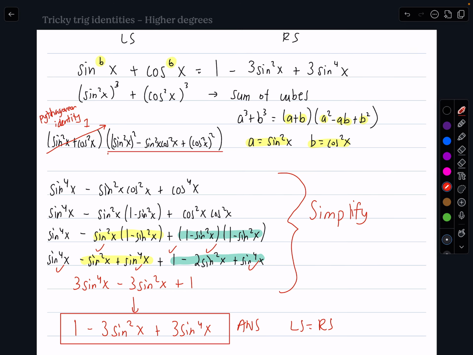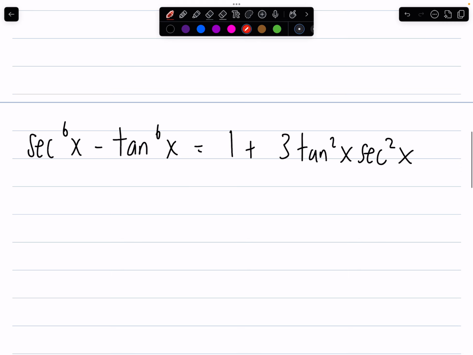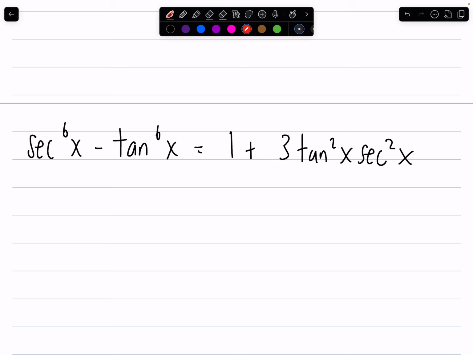Okay, so let's try another example with higher degrees. And this is another question that we've gotten from our students that I think would be valuable for you guys to understand. So here we have a little bit of a different situation. We have secant 6x minus tan 6x. So instead of a sum of cubes, it's going to be a difference of cubes. So what I'm going to say here is, let this be secant squared x cubed minus tan squared x cubed. So a is going to be secant squared x and b is going to be tan squared x.